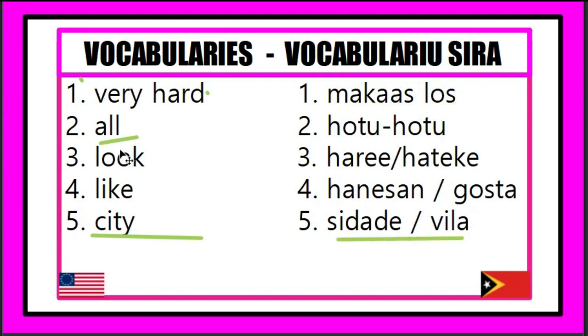Okay guys, let me just erase this because it's a little bit messy here. I should have thought of this a while ago. I'll just make it better in my next video. But I'm also learning to use this app on presenting this. So guys, let's read them again. Vocabularies here. Very hard. Makas los. All. Hotu. Look. Hare or hateke. Like. Hanesan or gosta. City. Cidade. I think I don't have to use this line, right? I can just use this pointer there. Oh my goodness, I should have thought of this a while ago.